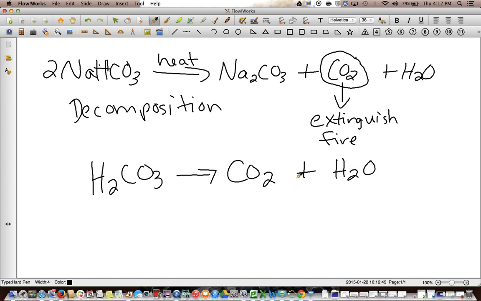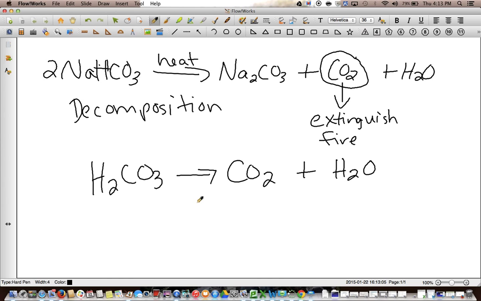Okay, so when you predict the products, you want to look at what the experiment showed you. And so if the fire goes out, you knew carbon dioxide was one of the products, then you'd see what else is possibly left over, and in this case, water would be left over. We'd go to balance it, 2 hydrogen, 2 hydrogen, 1 carbon, 1 carbon, 3 oxygen, 3 oxygen. It happens to balance itself out.